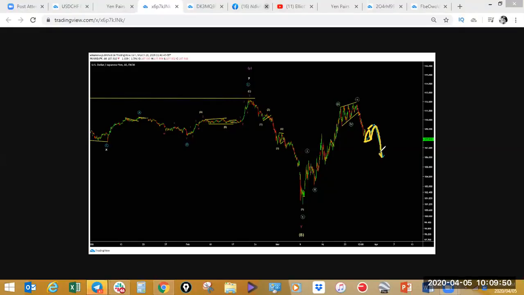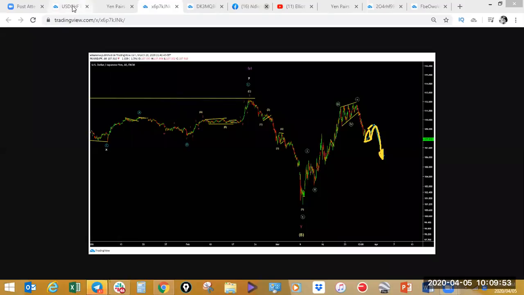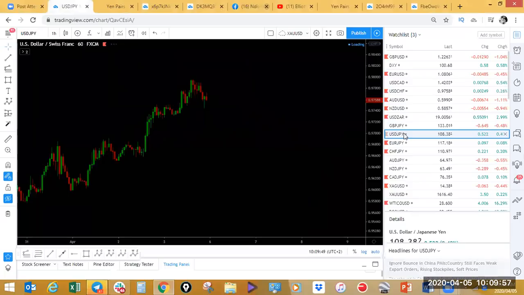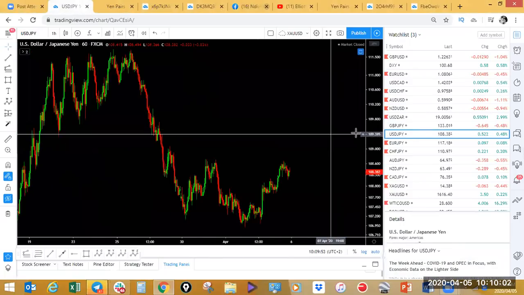Now we're looking at this setup for downside. Let me just show you on the real chart. I know we're still going to go through the market analysis, but just to show you while we look at these charts here. So that was US dollar JPY that you saw on the 1 hour.